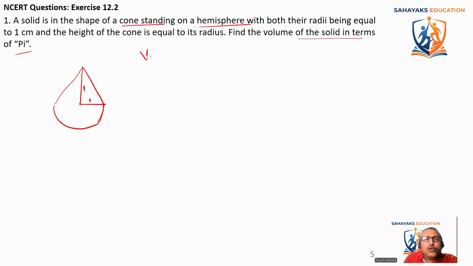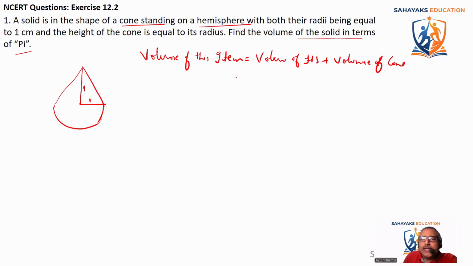So volume of this toy, or volume of this item, is equal to volume of hemisphere plus volume of cone. What is the volume of hemisphere? It is 2 by 3 pi r cube. And what is the volume of cone? The volume of cone is 1 by 3 pi r square into h.